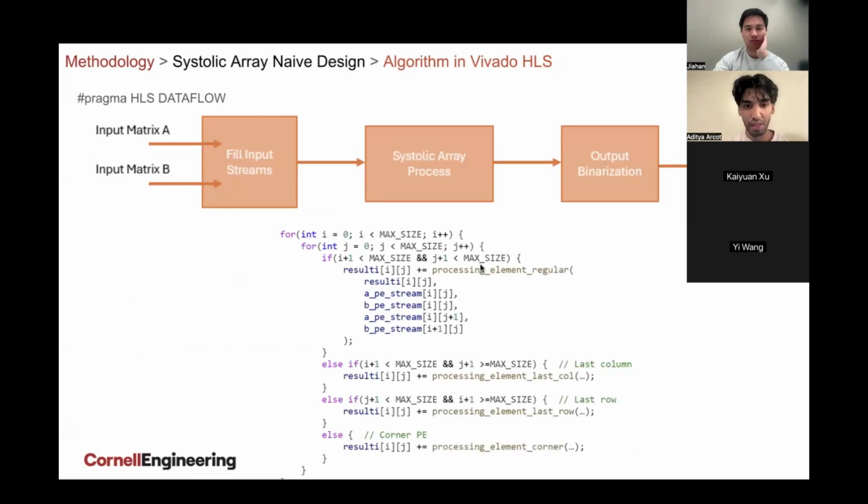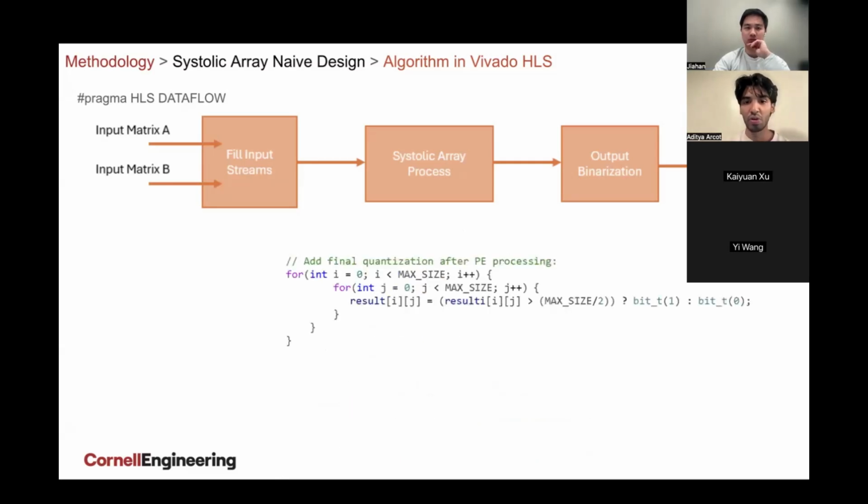So this is how we assign whether a specific PE is regular, or a column or row PE, based on its index and the size of our matrix. So if the index is 8 and the size of our matrix is 8, then we know that it's a corner PE.